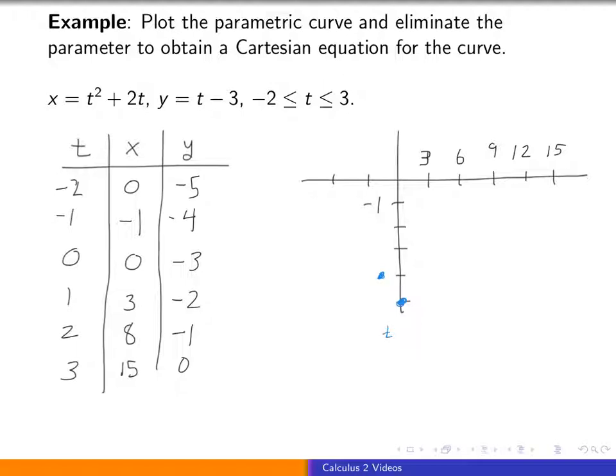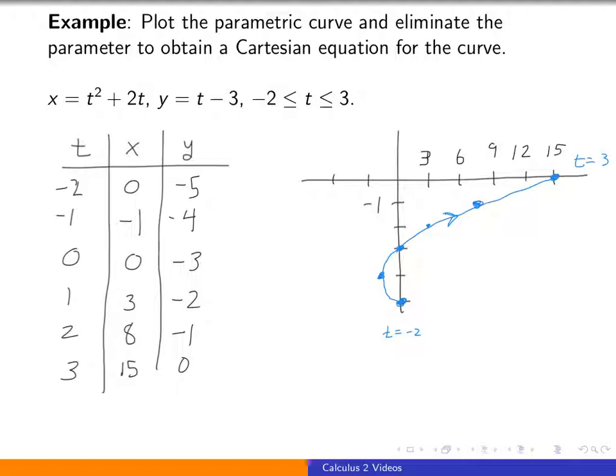And I'm going to go ahead and just indicate what this first point is, t equals -2. For t equals 0, we get the point 0, -3. For t equals 1, we get the point 3, -2. Then 8, -1. And 15, 0, where that 15, 0 is corresponding to t equals 3. So connecting the dots in an intelligent way gives us a curve that looks something like this. And I'm going to go ahead and put an arrow just indicating that as the values of t increase, that would be the direction we are traveling along the curve.